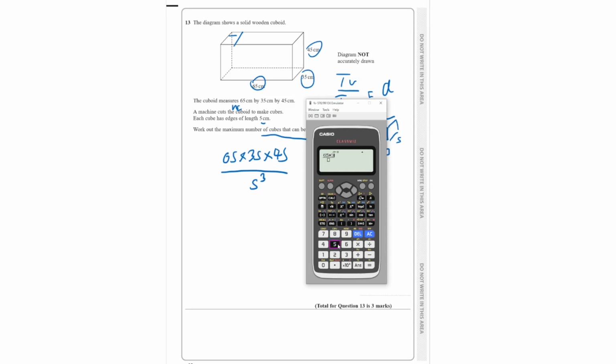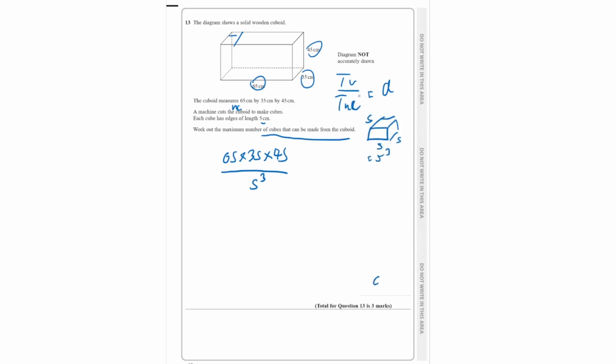65 times 35 times 45 divided by 5 cubed. This gives us 819 total cubes made.